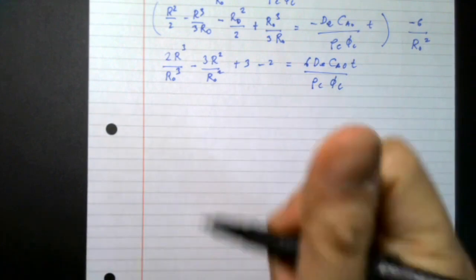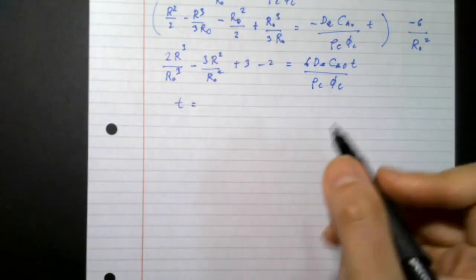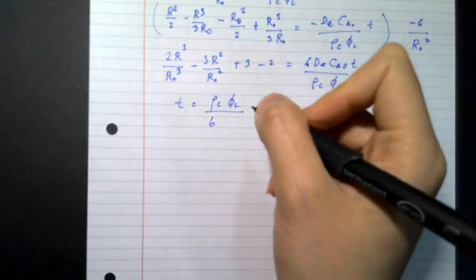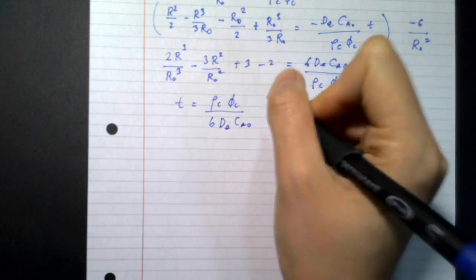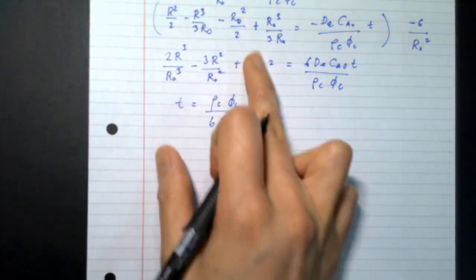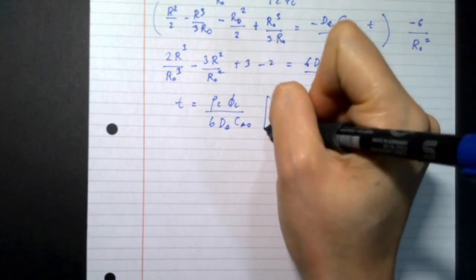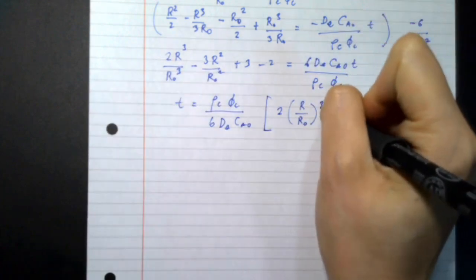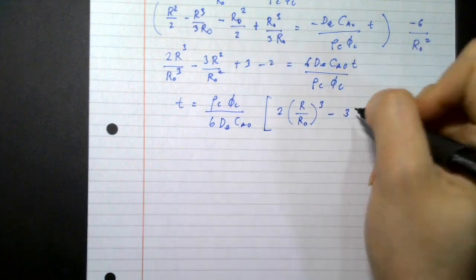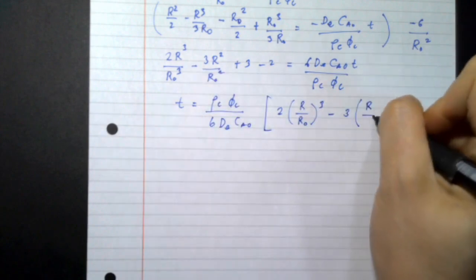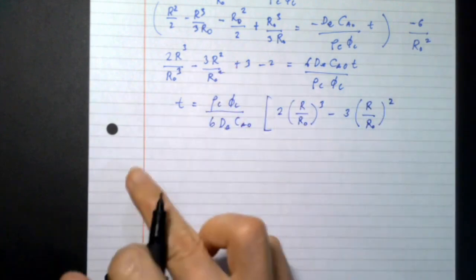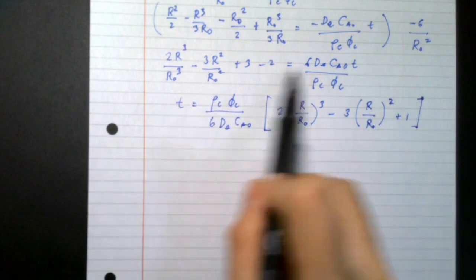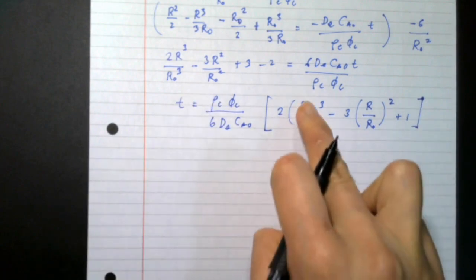Now I can solve for T. So T is equal to rho C phi C all over 6 dE CA0. And I have this term here, so I can write this as 2 R over R naught raised to 3, minus 3 R over R naught squared, and then 3 minus 2, I have plus 1. This is the expression I want. This expression describes the size of the core at any time t.